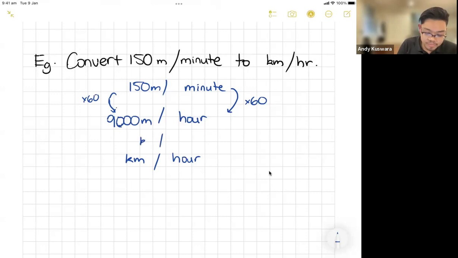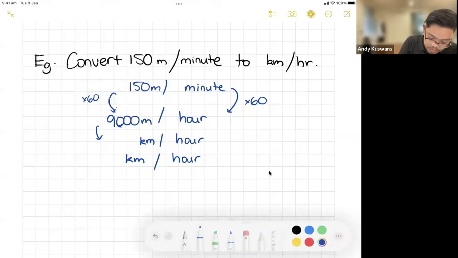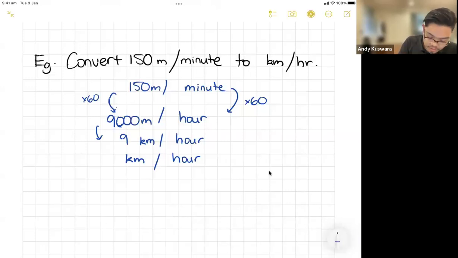Okay. Now I've got the hour correct. All I need to do now is convert it from meters to kilometers. It's still per hour, so I don't need to do anything here. Now 9,000 meters is the same thing as how many kilometers? I hope you picked up that it was 9. And so your answer for this one altogether would just be 9 kilometers per hour. Okay, so that's how we would solve that one.